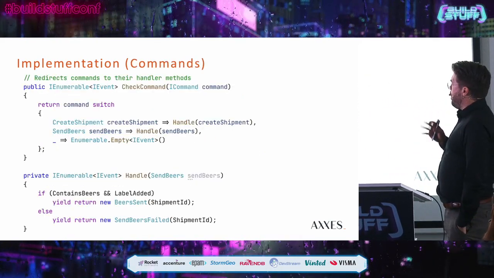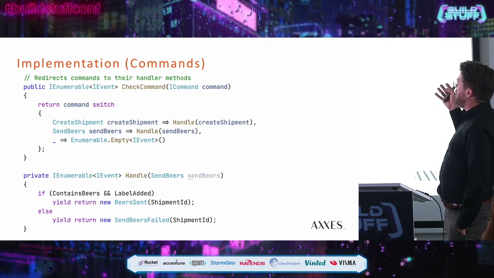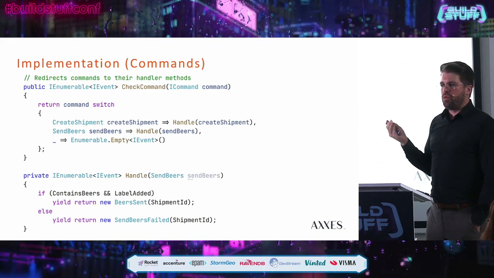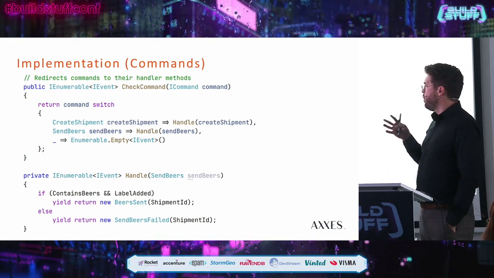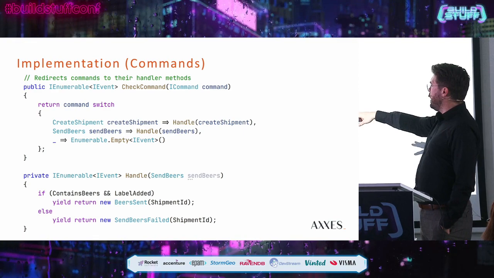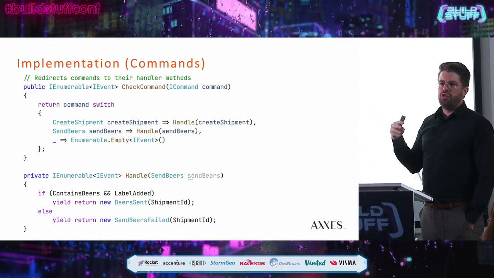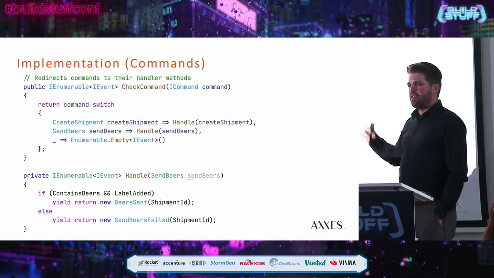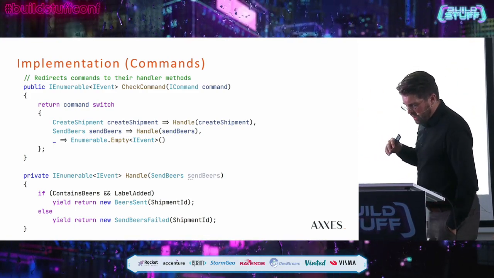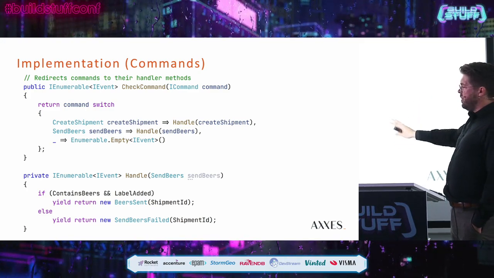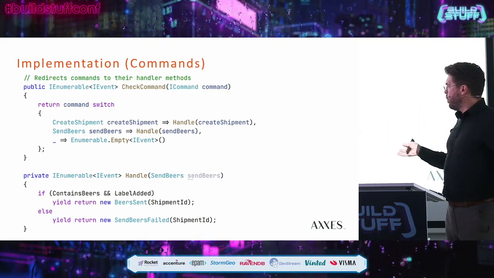Then we have our command side, and on the command side, in the check command, we are just going to check which type of command we're getting and handle accordingly. And using IEnumerable and yield return is a very easy way to maybe raise more events from a single command, because that happens a lot.